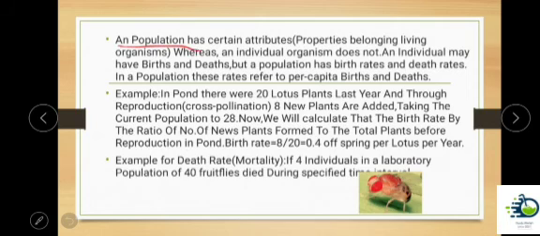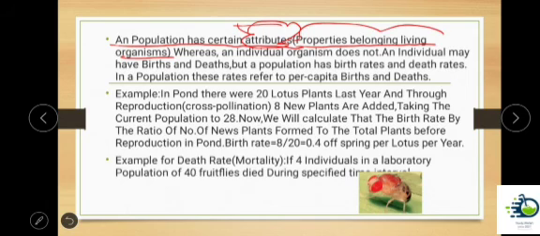A population has certain attributes. The properties which belong to the living organism are called attributes.